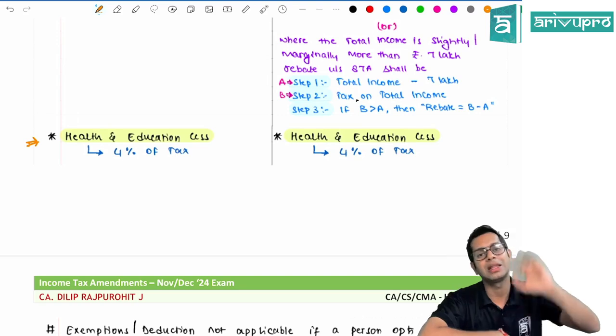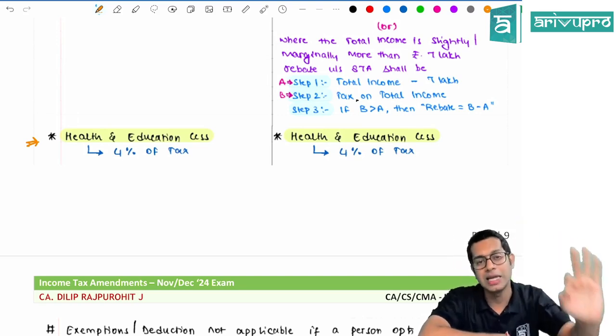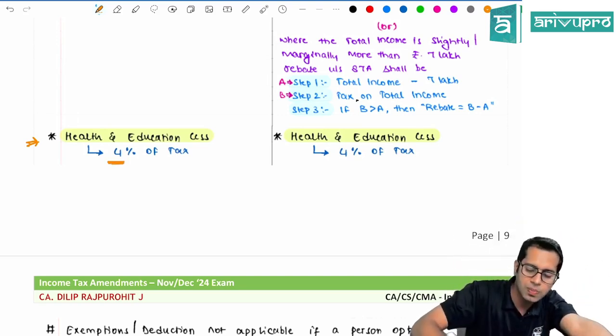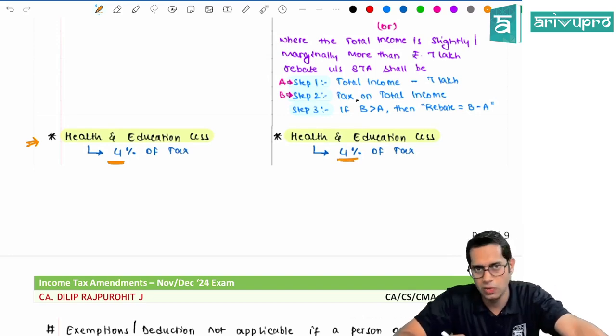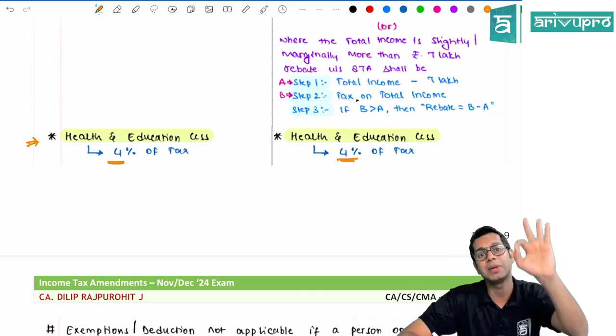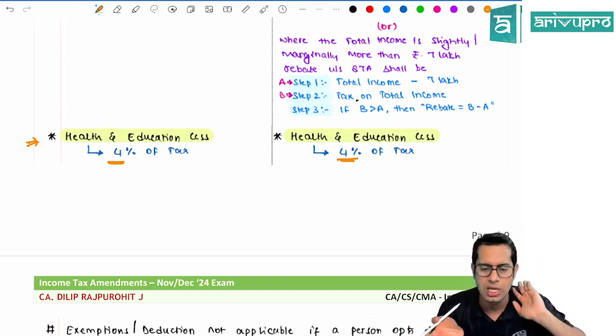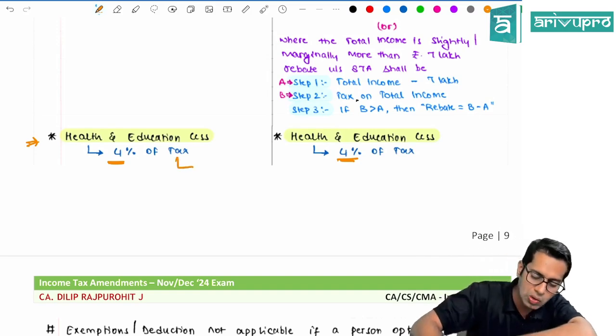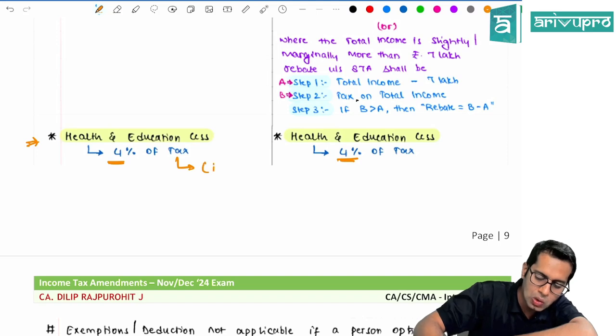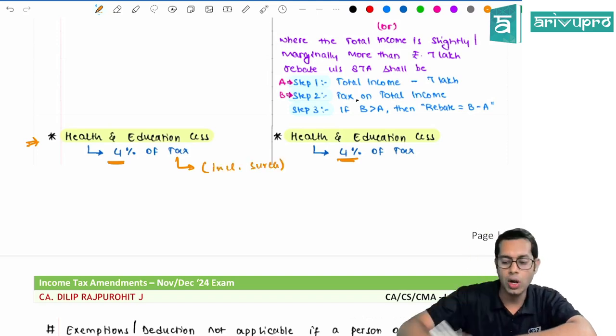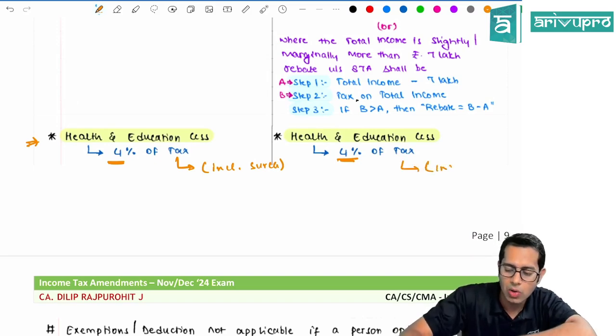Yes. Whenever there is a tax which you have to pay, compulsorily 4% health and education cess you will have to pay. Whenever you are liable to pay income tax, plus extra 4% health and education cess, you have to pay. Now, please note, this cess is calculated on tax amount, including your surcharge. So, this will be calculated on tax amount, including your what, sir?